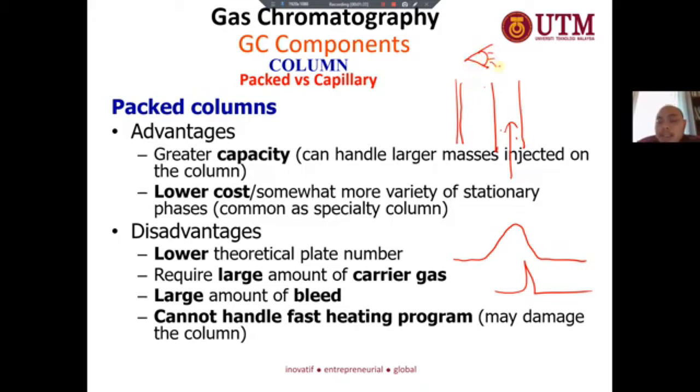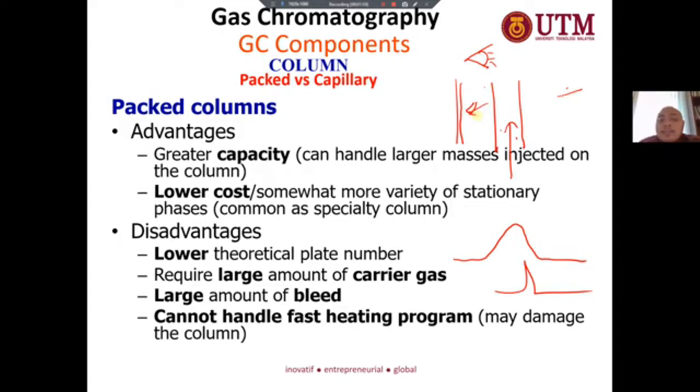Okay, until it reaches the detector. Even though the packed column is not that costly, the carrier gas is very costly as well. That's why they tried to improve the idea, to reduce the problem by using a low amount of gas. So they invented the capillary column, which uses less of the carrier gas.